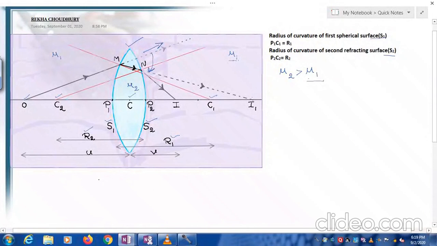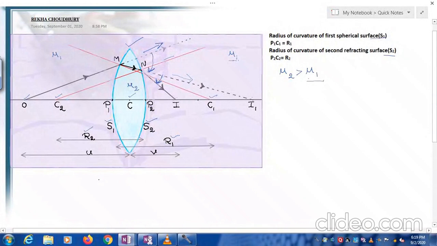Now see, this would be the direction of this ray MN, but due to refraction at the point N, it will bend away from the normal. So as it is the normal, it will bend away from the normal. So this one is the bending of the ray. So this NI is the refracted ray. So finally the ray meets the principal axis at the point I.